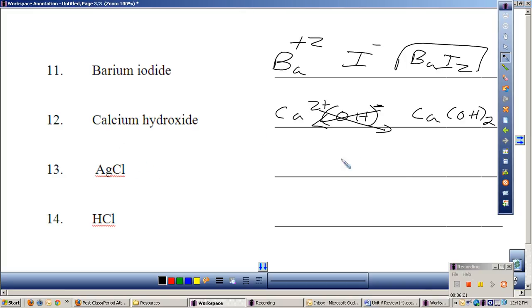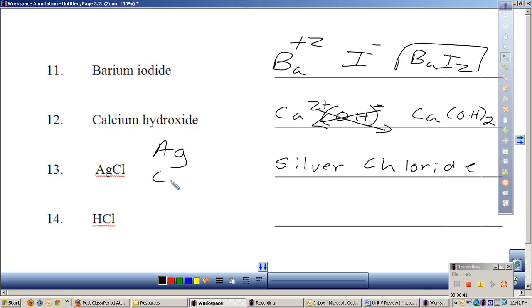Alright, 13, AgCl. What's Ag, guys? Silver. And then it's going to be chloride. Now, what's different about silver than all the other transition metals? You know the charge of it. Ag, Cd, and Zn all have a fixed charge. Silver's +1, Zn and Cd are both +2.